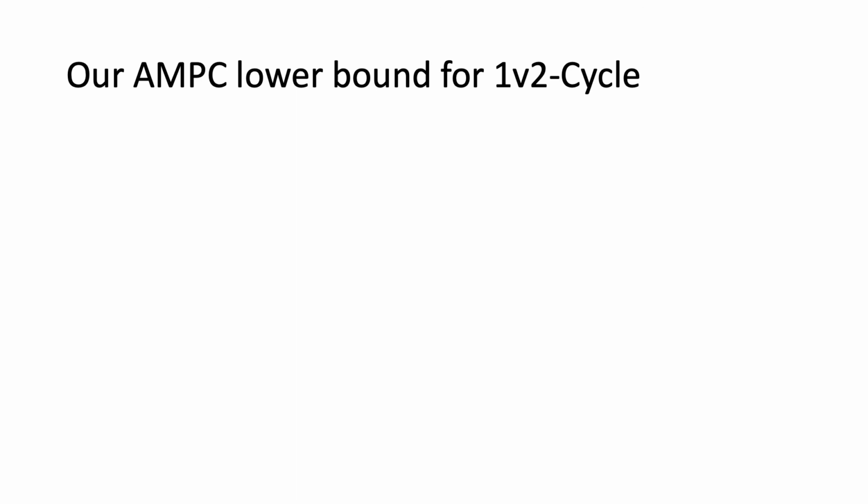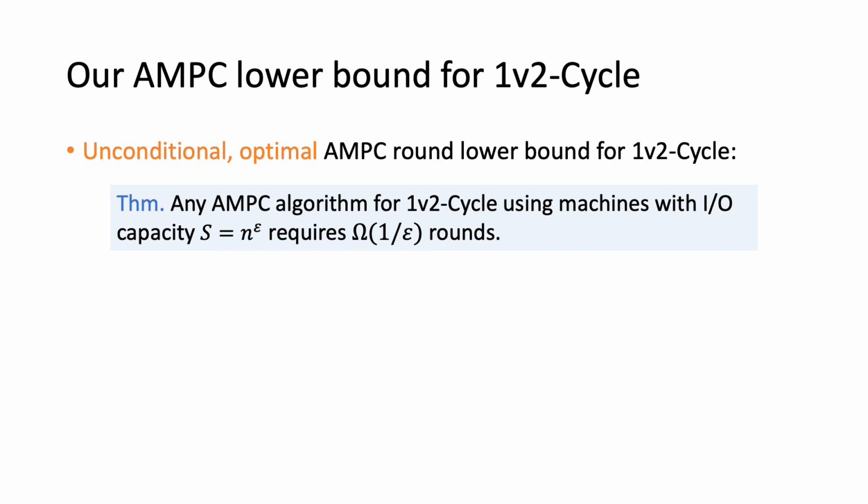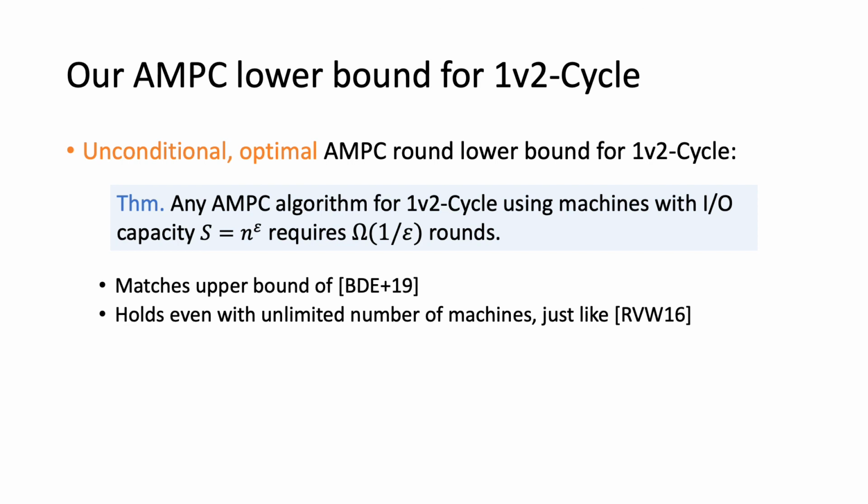Before, we have seen an upper bound of big O 1 over epsilon rounds for the 1 versus 2 cycle. Our first contribution is an unconditional optimal AMPC round lower bound for this problem. We show that any AMPC algorithm for 1 versus 2 cycle using machines with truly sublinear I/O capacity requires omega 1 over epsilon rounds. This also implies an MPC lower bound for this problem. But now in AMPC, this is optimal because it matches the upper bound of Behnezhad et al. Moreover, our lower bound holds regardless of the number of machines involved in the computation, just like the lower bound of Roughgarden et al.